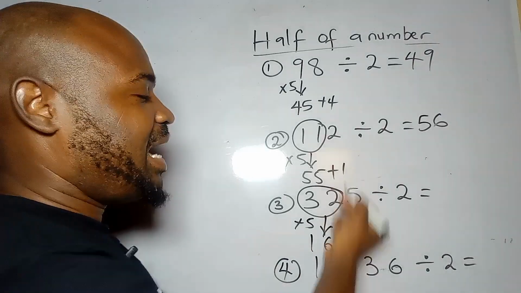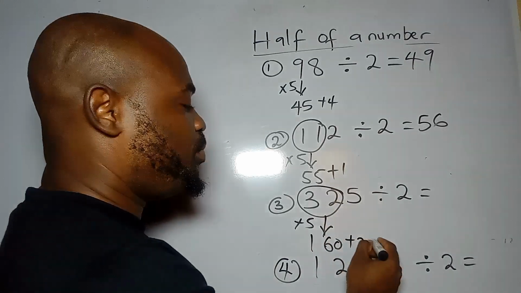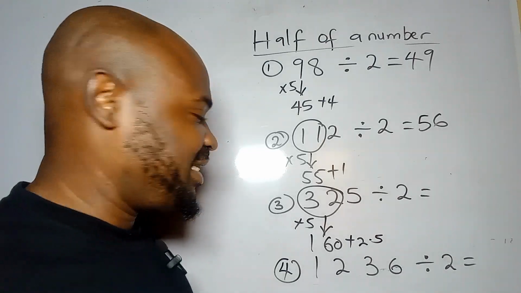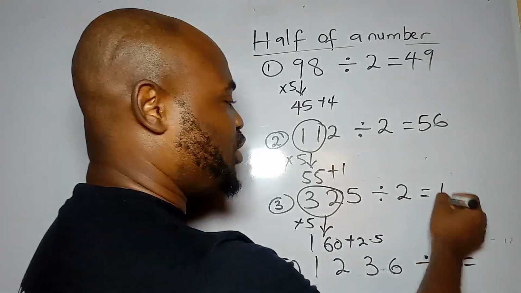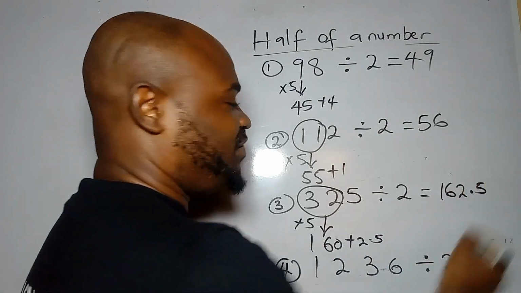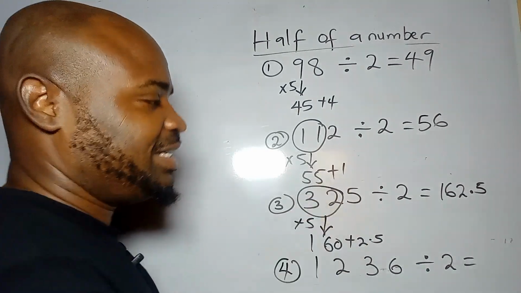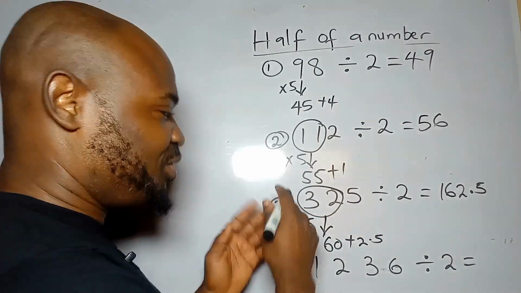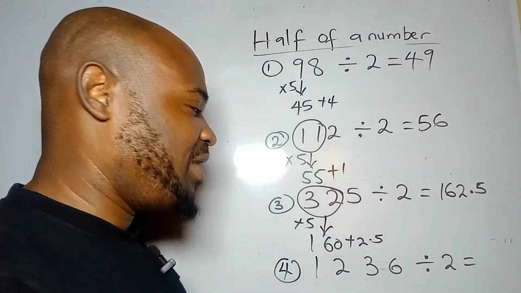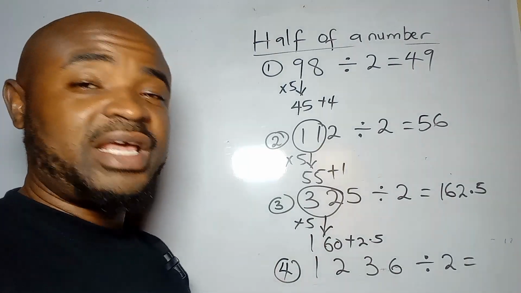160. And what is half of 5? Is what? 2.5. And I have 160 plus 2.5. And that will give me what? 162.5. And I know you can attest to it that yes, 162.5 is obviously what? Half of 325. This method works for more than 2, 3, 5 digits.